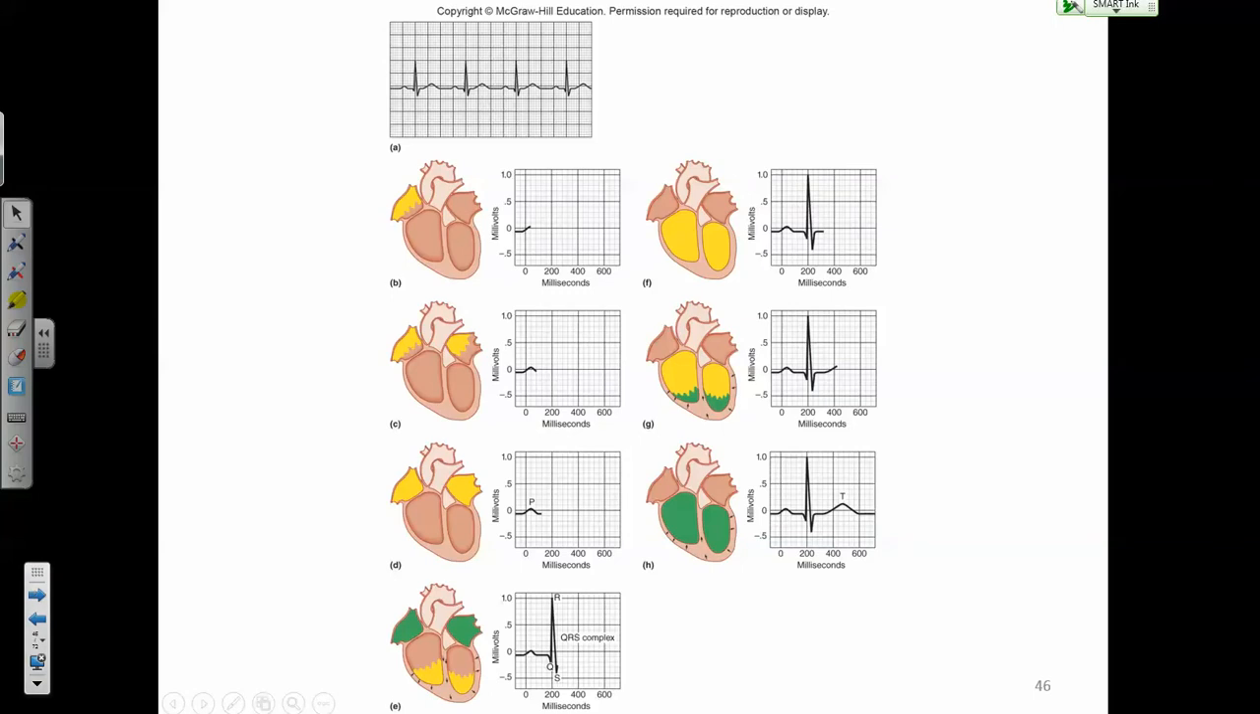All right. And so this picture, these are showing you what is actually going on in each of the chambers during each little stage. You don't have to know that for the test, but it's interesting to look at that and to see.